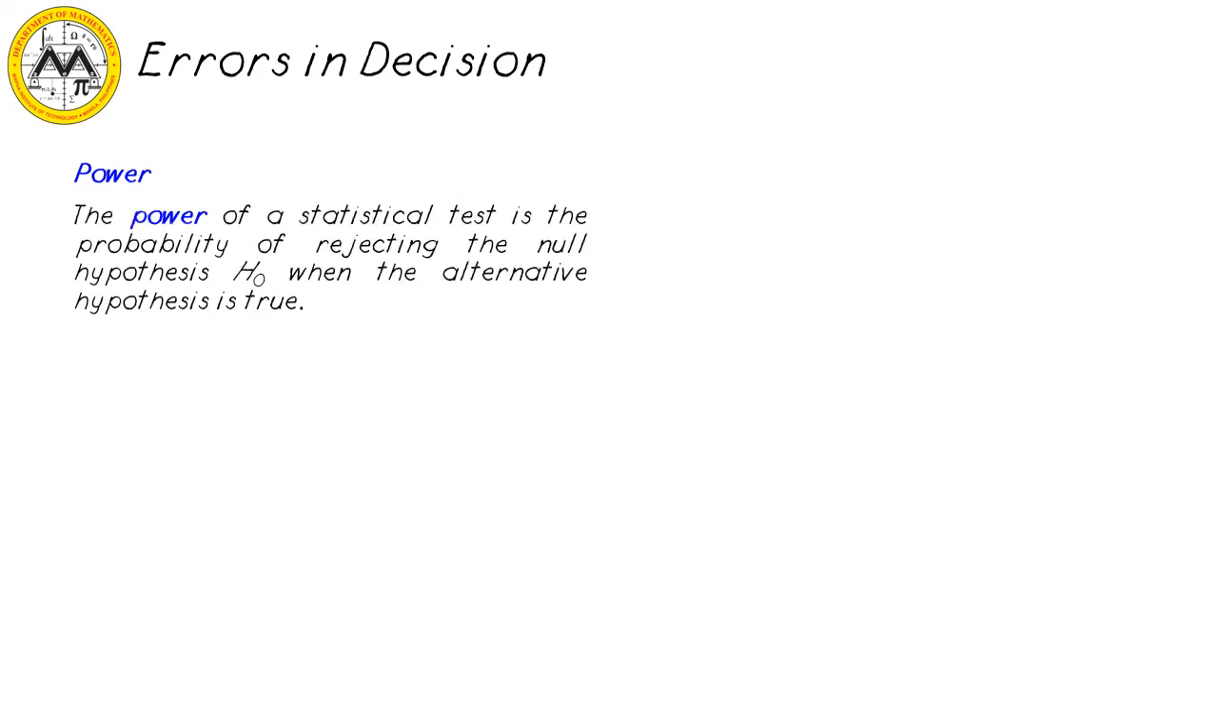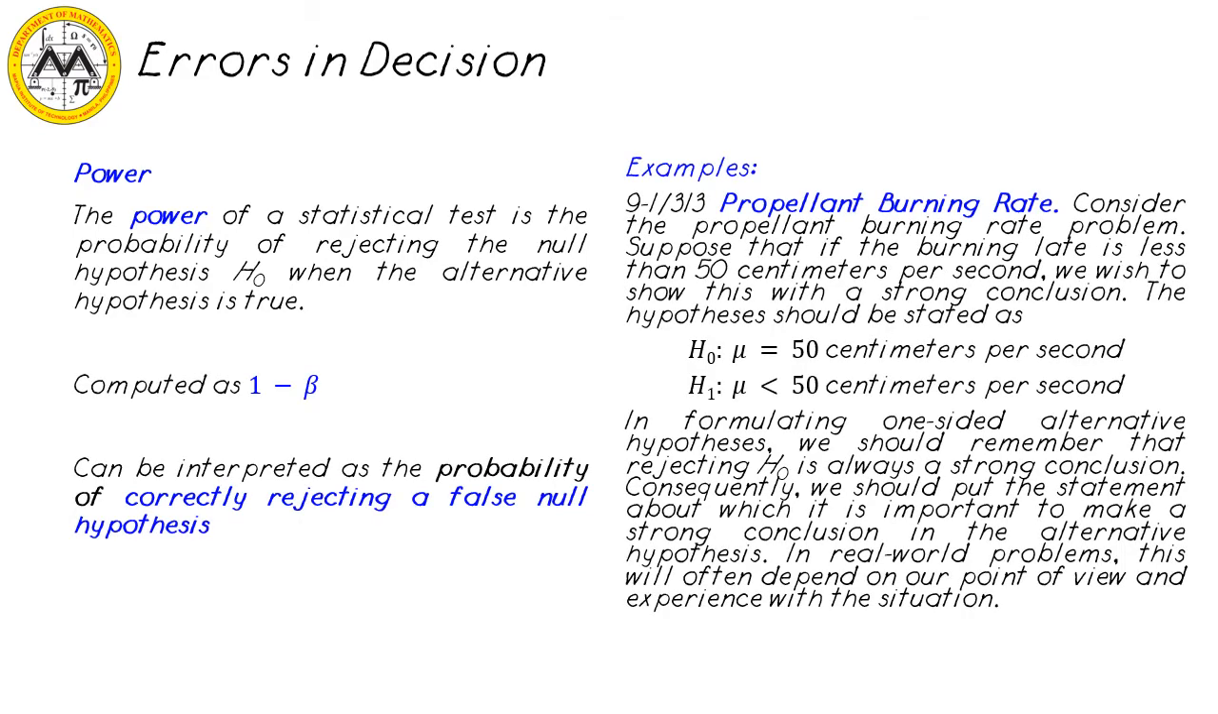hypothesis. The power of a statistical test is the probability of rejecting the null hypothesis H0 when the alternative hypothesis is true. So this is computed as 1 minus beta. This is interpreted as the probability of correctly rejecting a false null hypothesis.